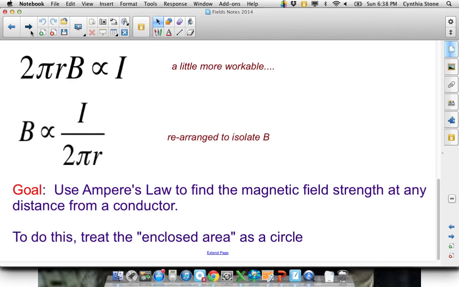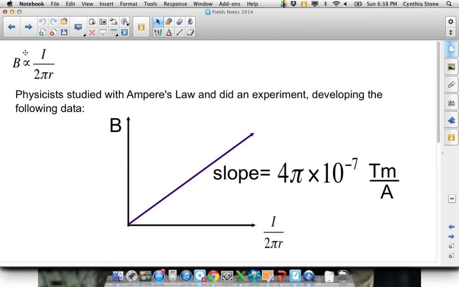Okay. However, what Ampere did is, with this relationship, when you have a proportionality, you can make a graph out of it. And if you measured field strength and you measured I, that's an I, not a 1, I over 2 pi r, and you just continually changed r and I, so this number changed for any given situation, kind of like Newton's universal gravitation constant, you always get the same number. It was always this.